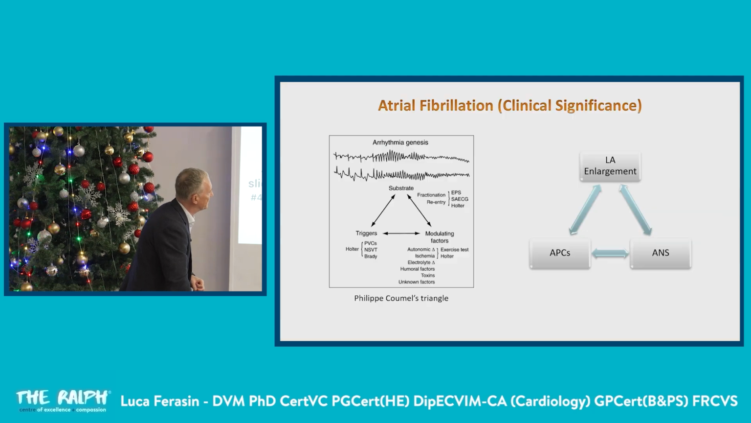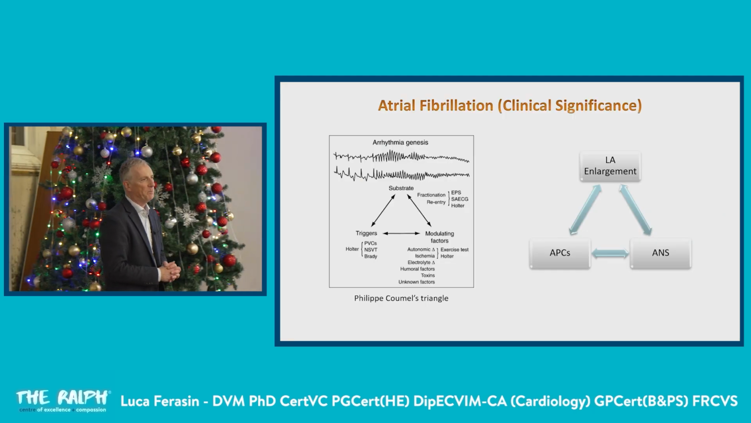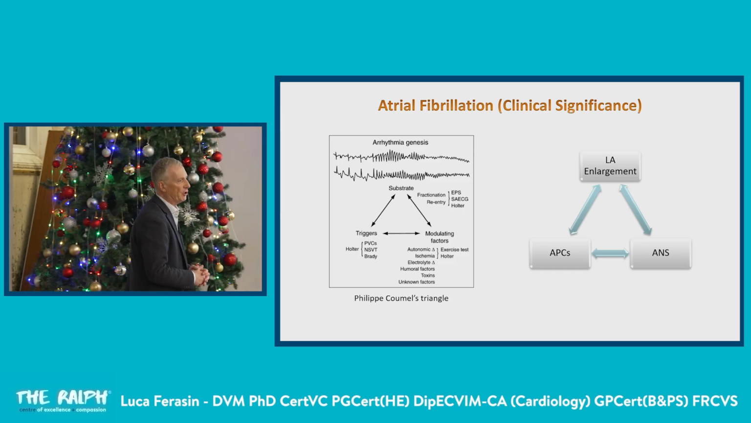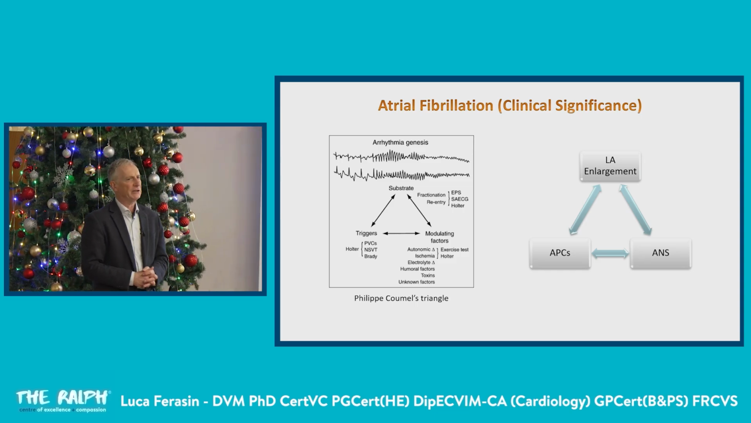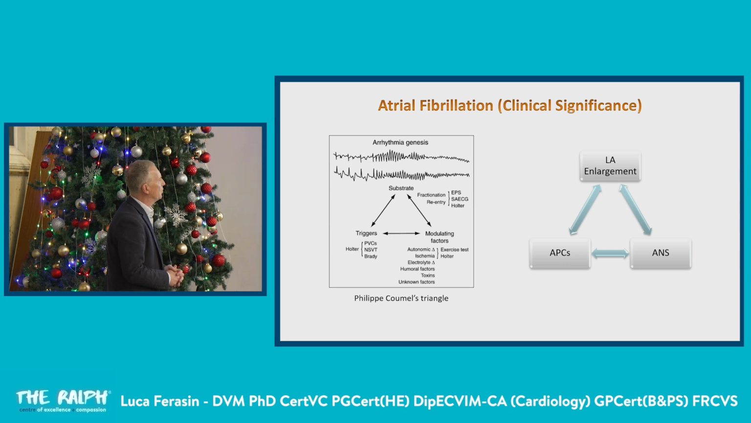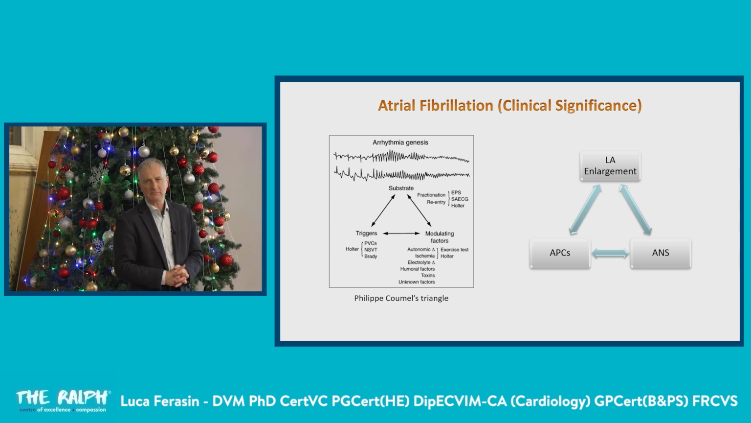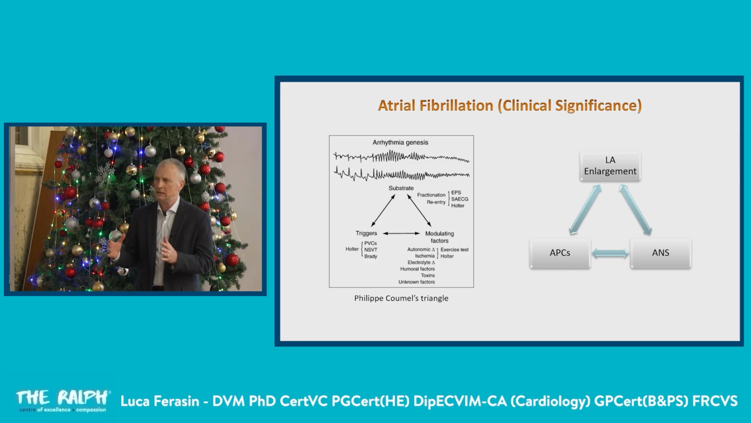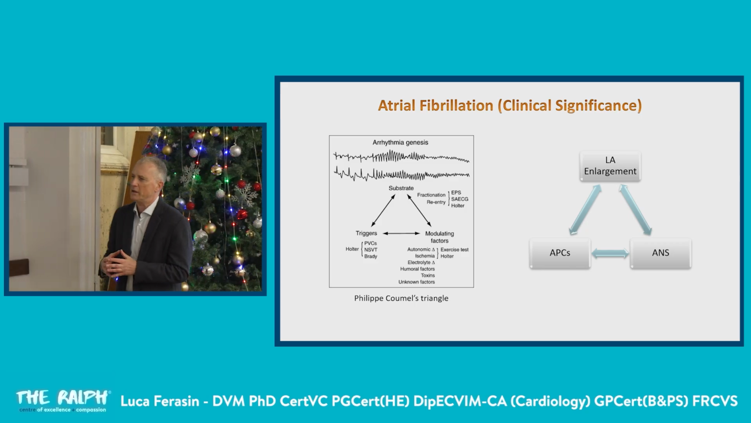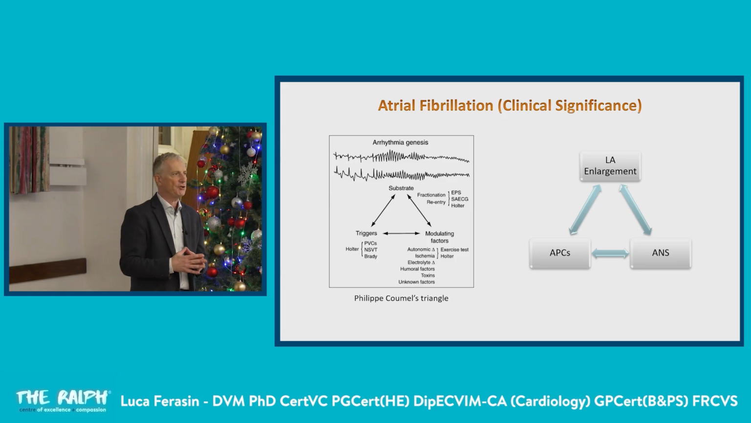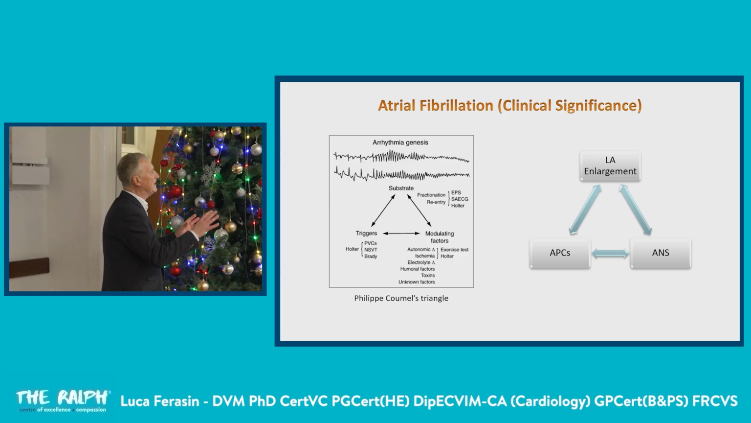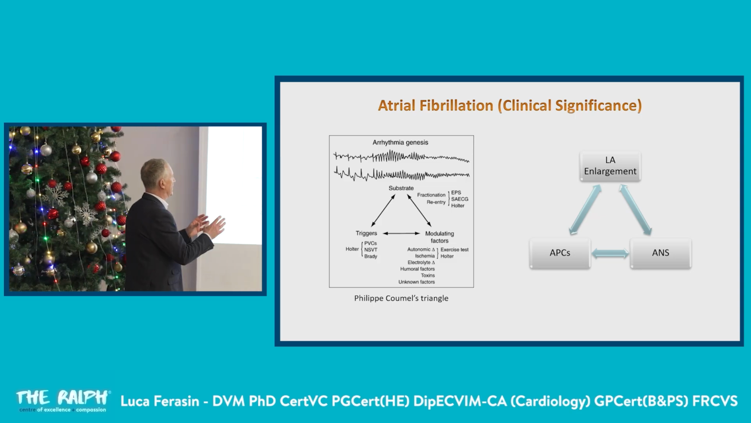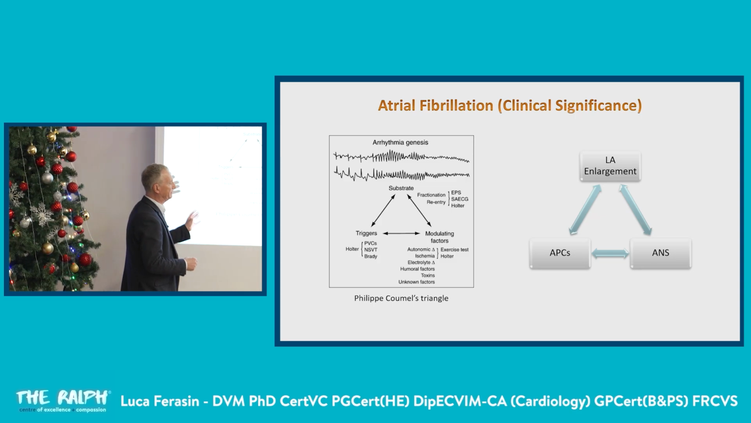And that comes from a concept that has been beautifully described by Philippe Coumel, a French cardiologist. And certainly Coumel was one of the top cardiologists. He died only a few years ago. And he proposed this theory where you can have sustained atrial fibrillation if you have all these 3 elements. You have a substrate, you have modulating factors, and you have triggers.